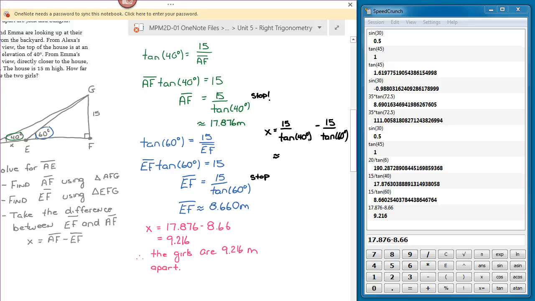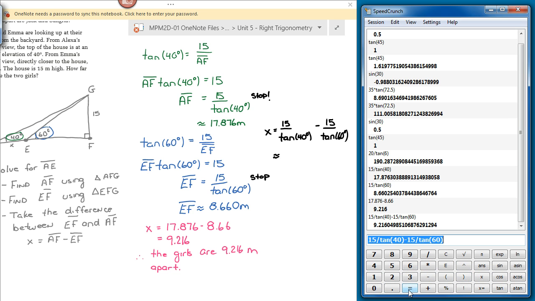So let's just type this in and see if we do this right. 15 divided by tan of 40, and then minus 15 divided by tan of 60. This is also going to be a lot faster when you're working through a test, let's say. So we get approximately 9.21, and we see it makes no real difference in this case, but again, being comfortable substituting in this format is really nice.